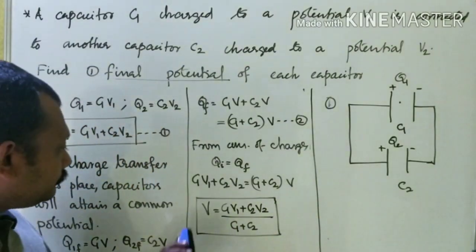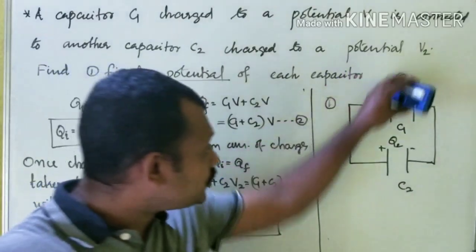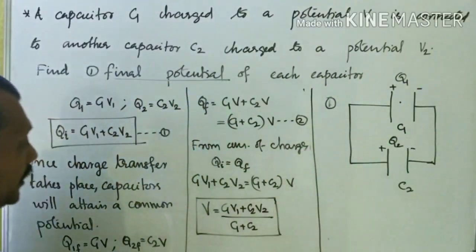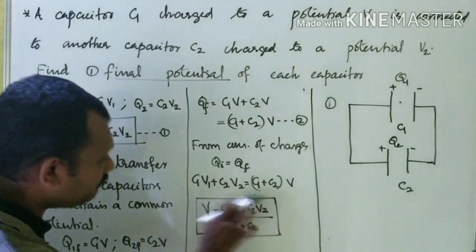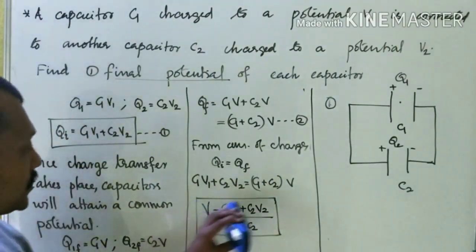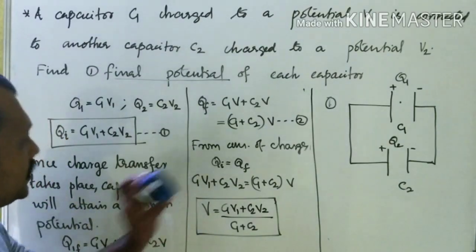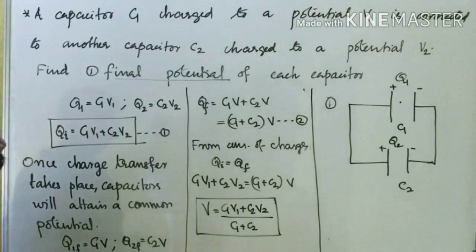This is the answer I am getting when the positive and positive plates are connected together, negative and negative plates are connected together. This is the expression for the potential V: C1 V1 plus C2 V2 divided by C1 plus C2. This is the first part of the question.